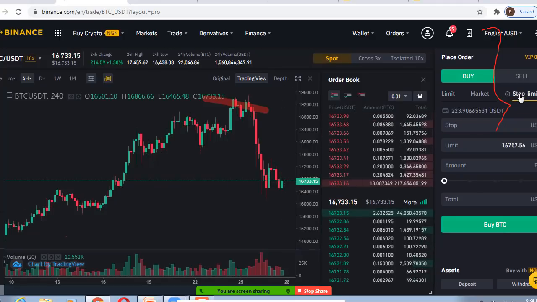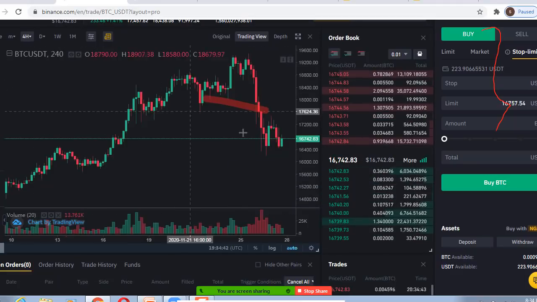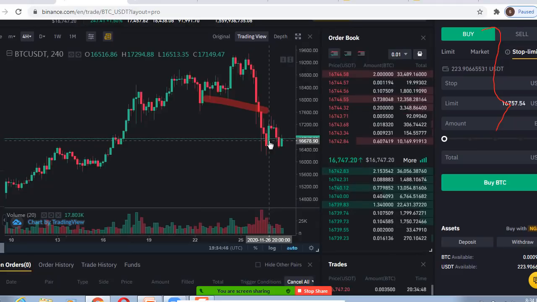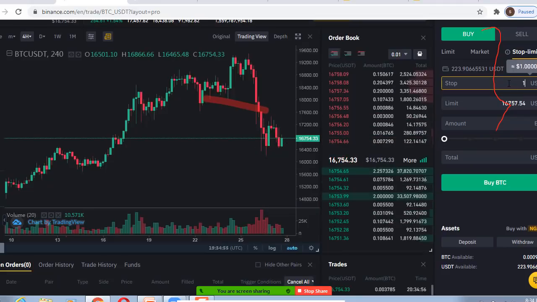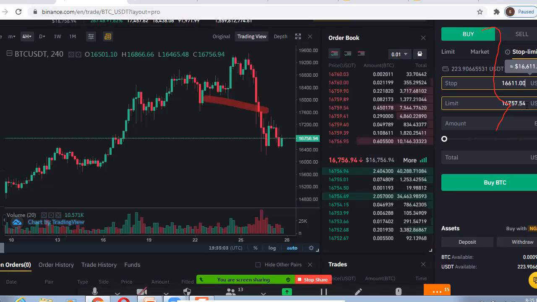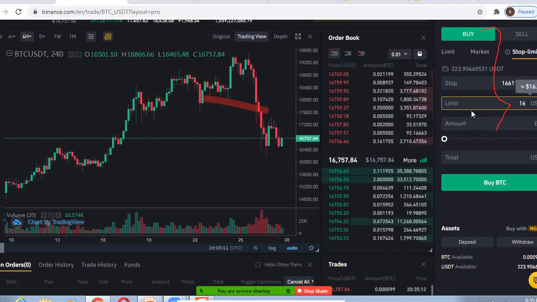You use your stop limit to do that. The stop is where it will take you out. So let's say I have Bitcoin here. If I want to sell this Bitcoin to USDT, I can set a stop limit here. Let me put the stop at 16,611. Then my limit should be something above this, 16,613.